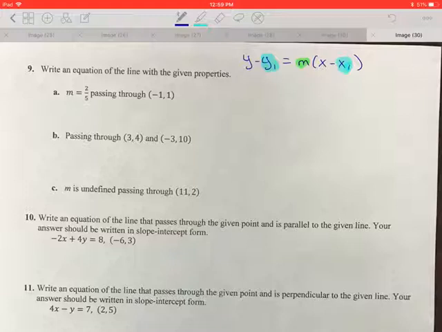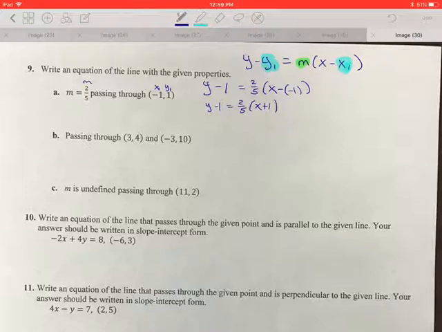So for part A, notice we're given exactly what we need. So here is my x1, here's my y1, and here's my slope. So I'm going to plug in y minus, in place of y1, I'll put a 1. That's going to equal a slope of 2/5 times x minus my x-coordinate, which is -1. So I get y minus 1 equals 2/5 times x plus 1.